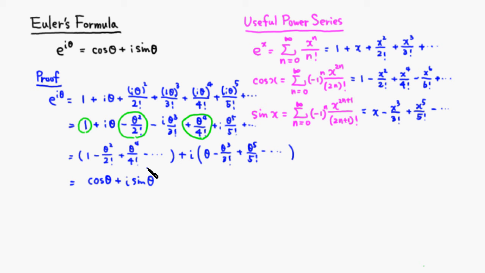We can use our power series for e to the x, cosine of x, and sine of x. It's kind of strange to have a complex number inside a complex exponential function, but we can still make sense of it, and e to the i theta is identical to cosine of theta, which is the real part, plus i sine theta, where sine theta is the imaginary part. Alright, that's it. I hope that this was clear.